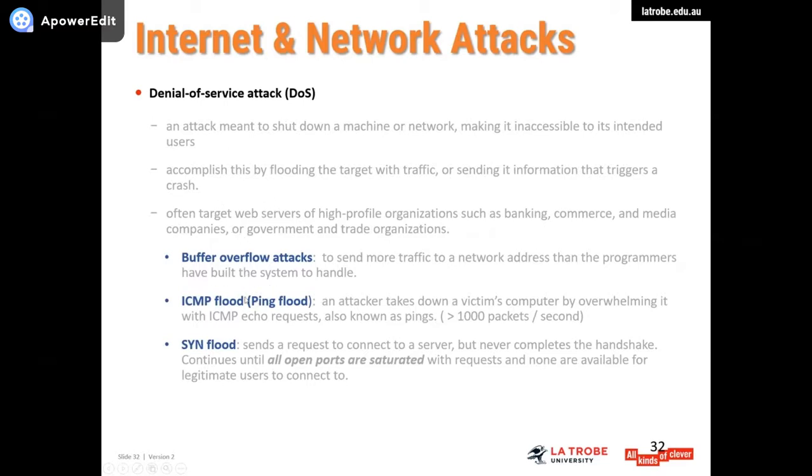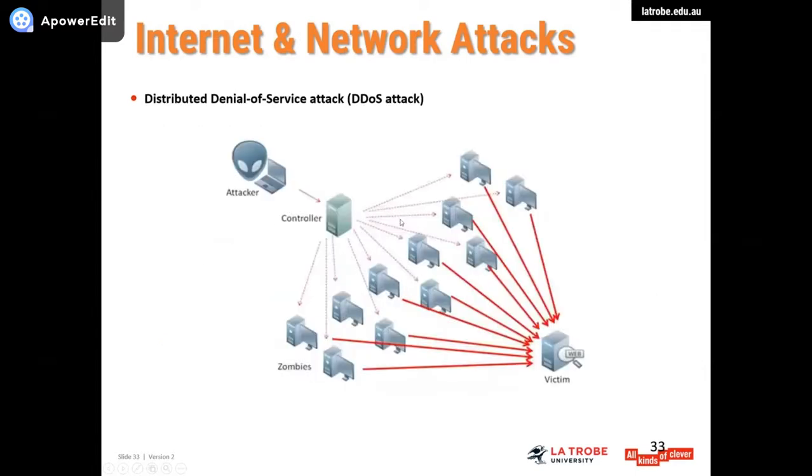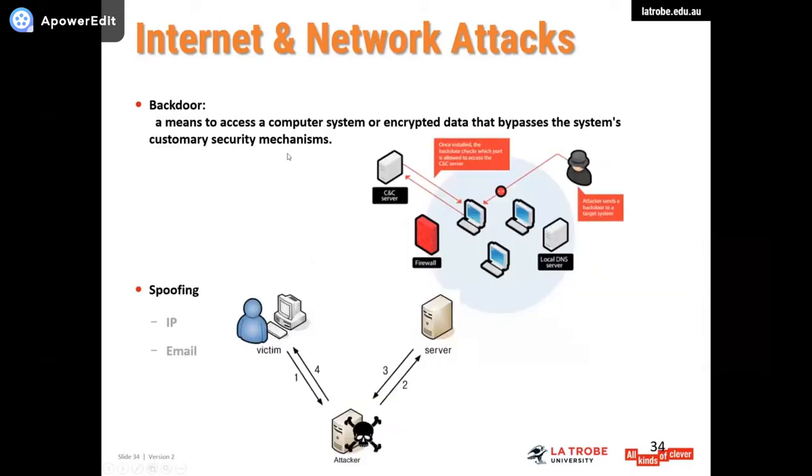Then it's DDoS. For DDoS, you also need to give the definition and give the reason why DDoS is hard to prevent. Same for the backdoor. What's the definition of the backdoor risk? And then same for spoofing. So why is spoofing dangerous? What is the behavior of spoofing? For example, IP spoofing and email spoofing. So what's the difference?